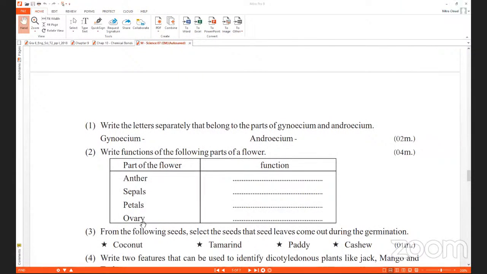Ovary. Production of ovules. Yes, for the production of ovules. Very good. Finally, for the production of seeds. Good. Okay, let's move to the next question.